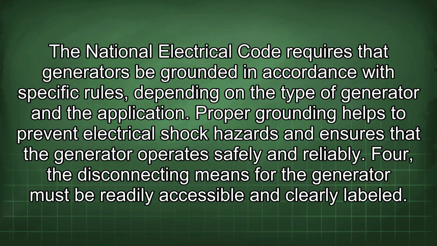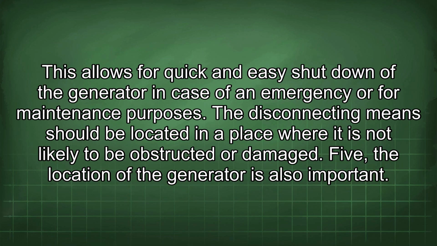Proper grounding helps to prevent electrical shock hazards and ensures that the generator operates safely and reliably. 4. The disconnecting means for the generator must be readily accessible and clearly labeled. This allows for quick and easy shutdown of the generator in case of an emergency or for maintenance purposes. The disconnecting means should be located in a place where it is not likely to be obstructed or damaged.